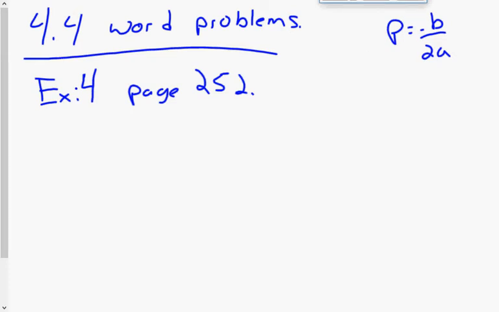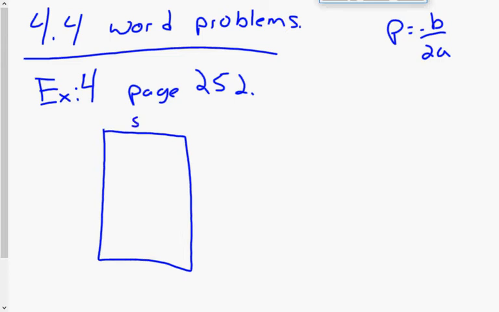On page 252, these are a classic example. All right, so hey, check it out. Leah wants to frame an original oil painting on canvas measuring 50 centimeters by 60 centimeters. So she has a painting, something like this. 50 centimeters by 60 centimeters. Now she wants to frame it.